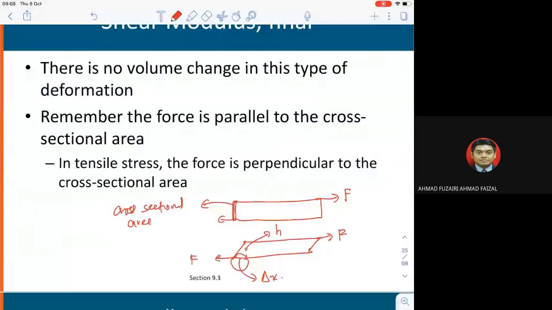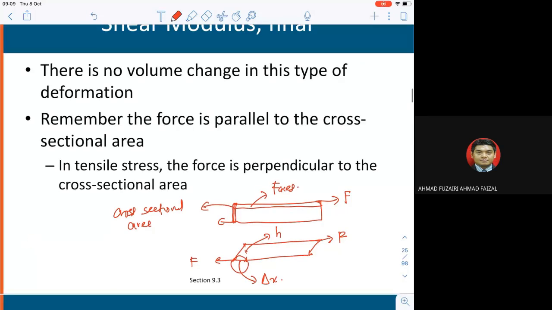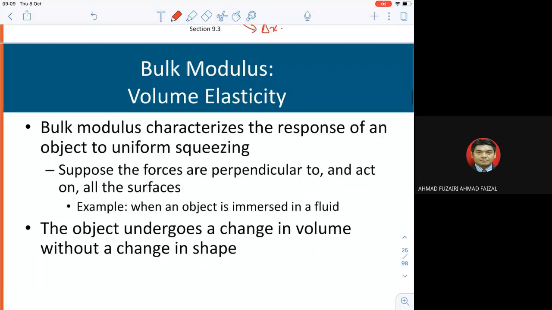Okay, but faces, this is faces. Okay, it's parallel to the faces, but perpendicular to the cross-sectional area. Of course, it still remains as stress equivalent to elastic modulus times strain.